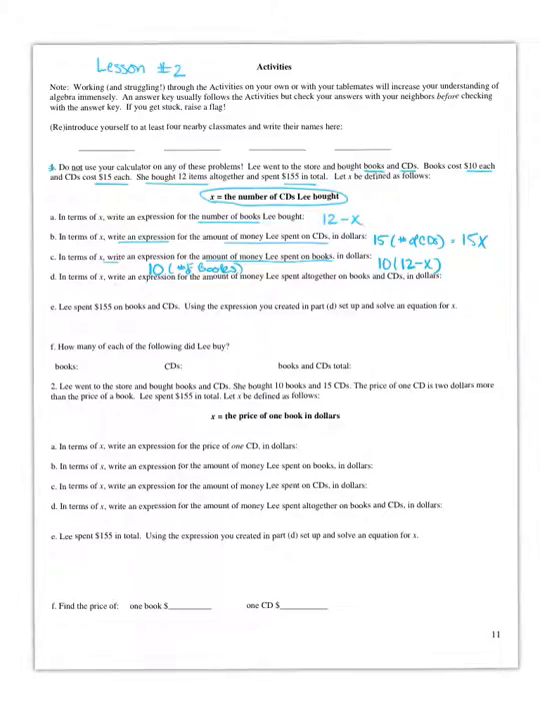Now, all together, we're going to find out how much Lee spent on books and CDs. So we're going to have the cost of the CDs and the amount of money spent on the books. Add them together. Lee spent $155 altogether. So now we can write an equation, and we will be able to solve for X.